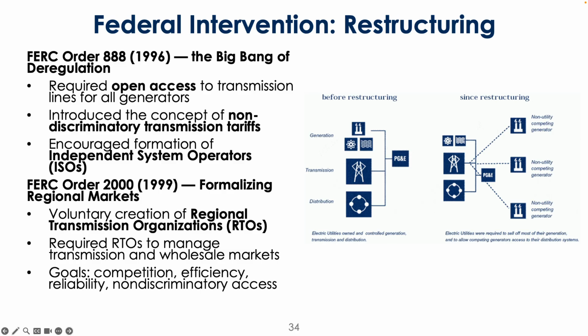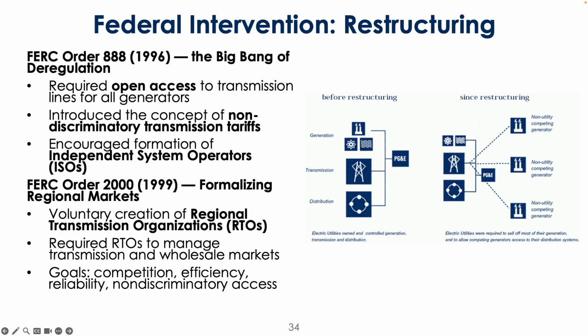Okay, so in the mid-90s, we had FERC Order 888. And this is the big one that we refer to as deregulation. When you talk to electricity people and you say the word deregulation, everyone knows these two FERC orders are essentially what you're talking about. So this is essentially Big Brother coming in and breaking up your monopoly, right? So require open access to transmission lines for all generators, right?